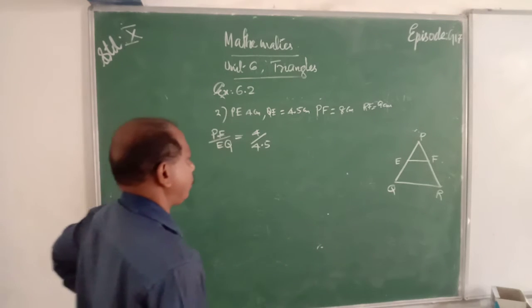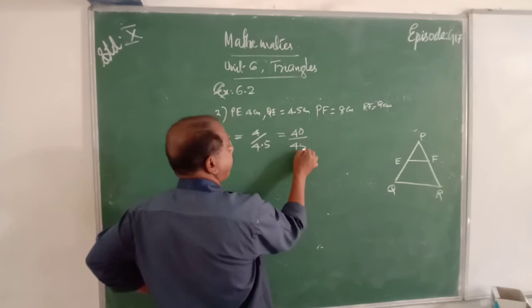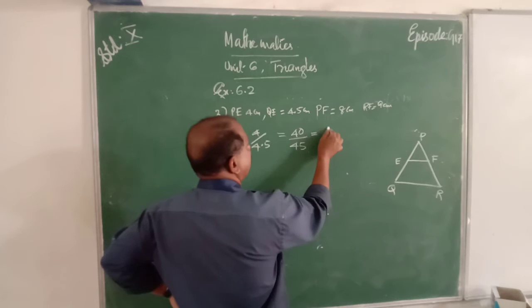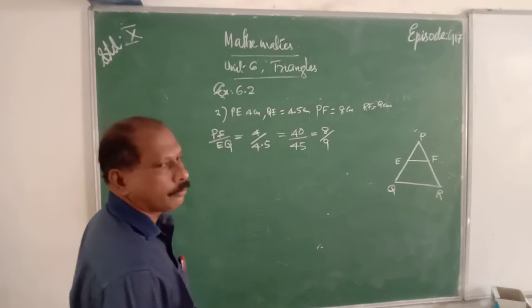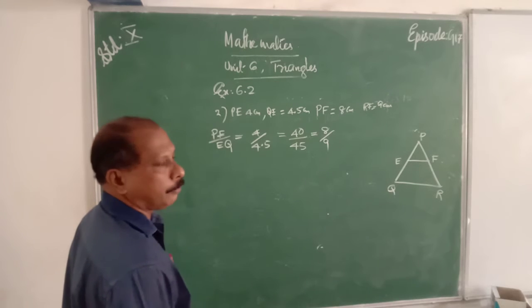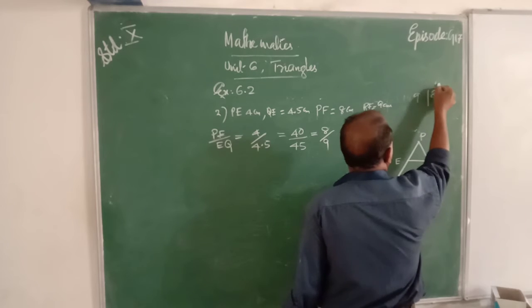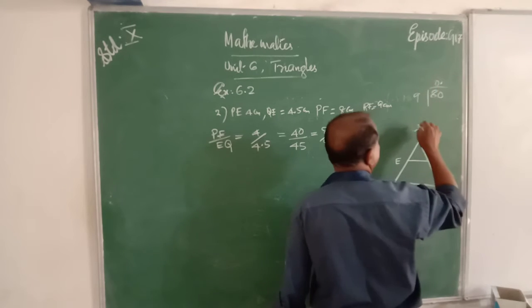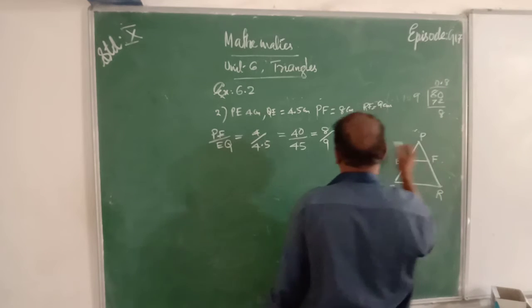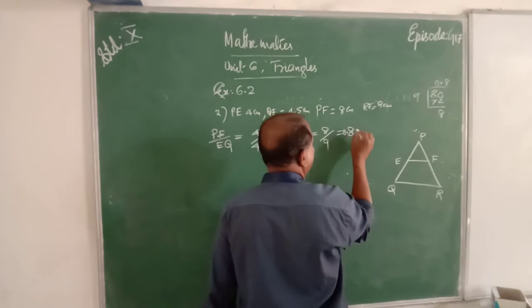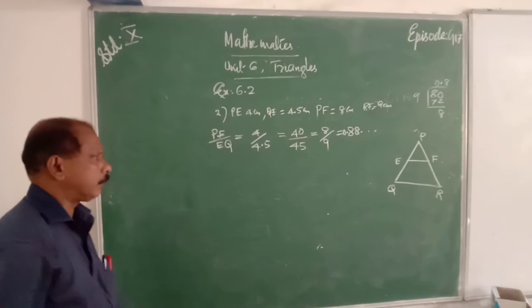4 by 4.5 is 40 by 45, that is 8 by 9. 8 9s are 72. That is equal to 0.888, that is a recurring number.